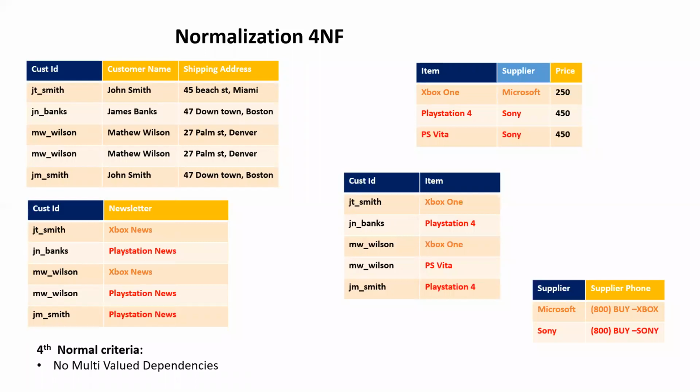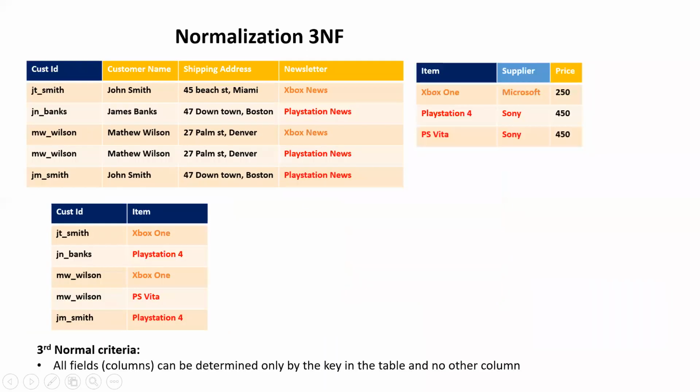Now here, one more thing I did: no multi-valued dependency. Now what does that mean? No multi-valued dependency. MW Wilson opts for Xbox news and opts for PlayStation news, right? If you see in the third normal form, we have Matthew Wilson has the Xbox news newsletter as well, and Matthew Wilson has the PlayStation newsletter as well. Now this is a multi-valued dependency.